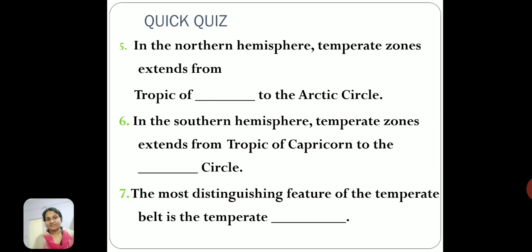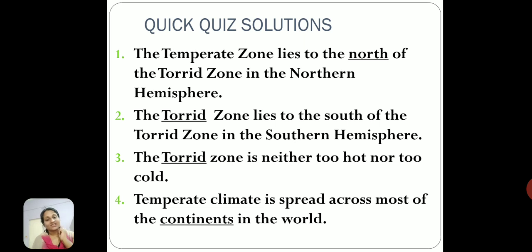In the southern hemisphere, number 6, temperate zones extend from Tropic of Capricorn to blank Circle. Just write the answers. You do not need to write the entire statement if you can. Number 7. The most distinguishing feature of the temperate belt is the temperate blank. So that's it. That's the quiz. Let's look at the answers quickly.